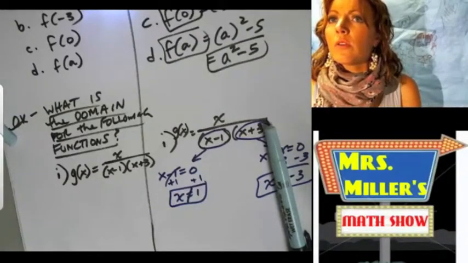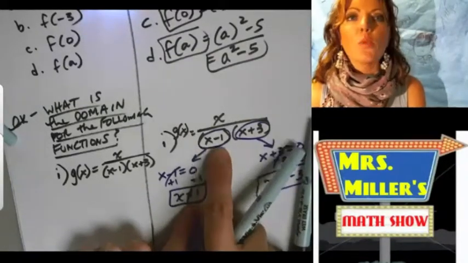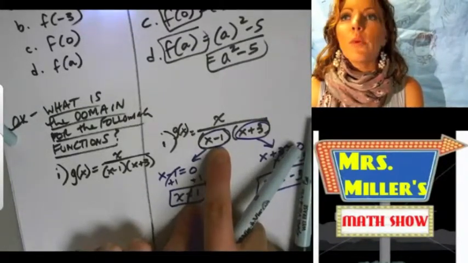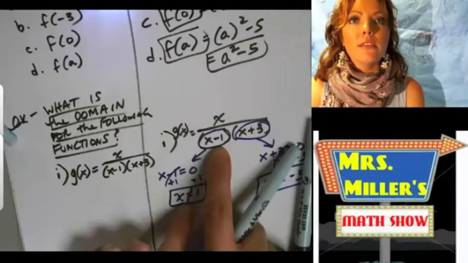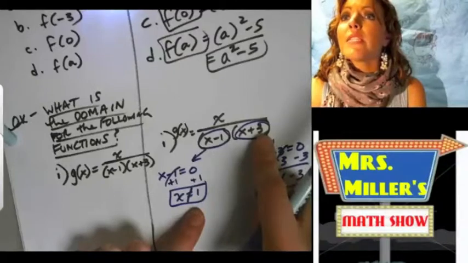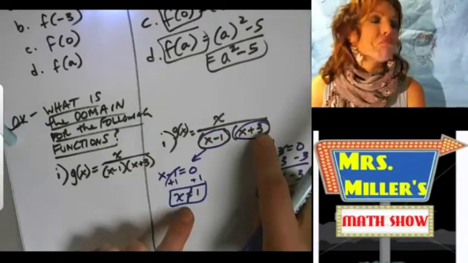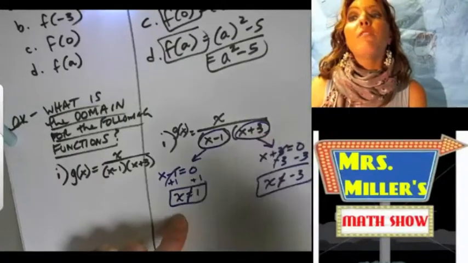Okay, good. If you plug in 1 into here, what's 1 minus 1? 0. Can we have 0 on the bottom of a fraction? No. Same thing here. Negative 3. Negative 3 plus 3 is 0. Can we have 0 on the bottom of a fraction? No. If you don't believe me, how many people have calculators today?